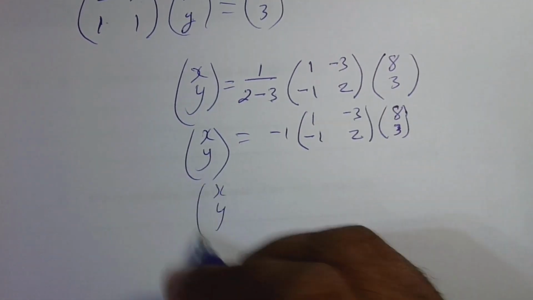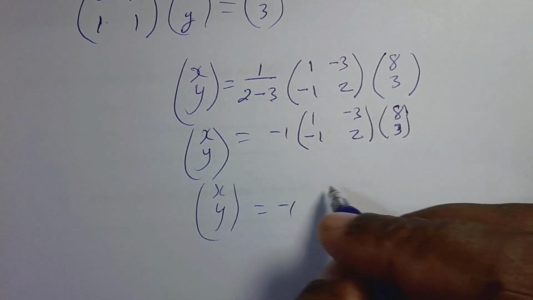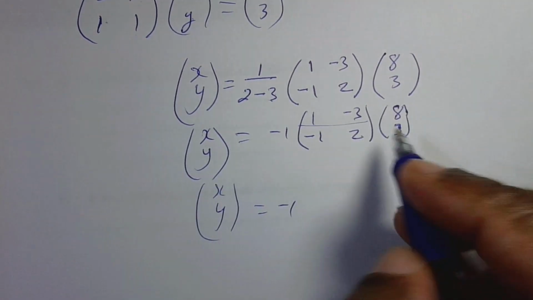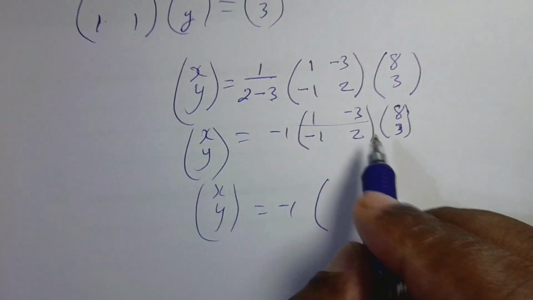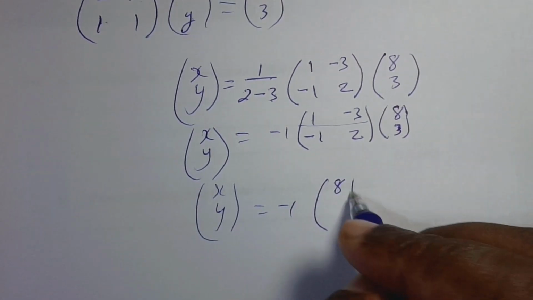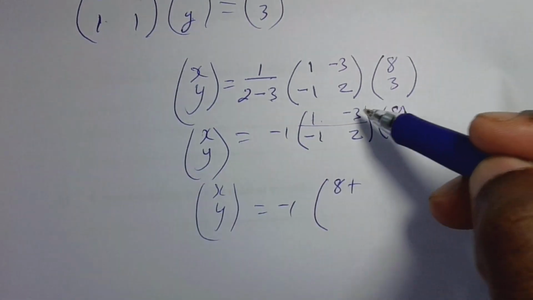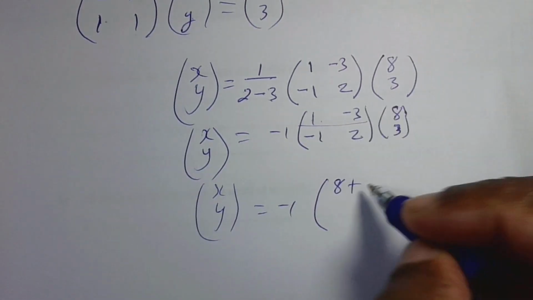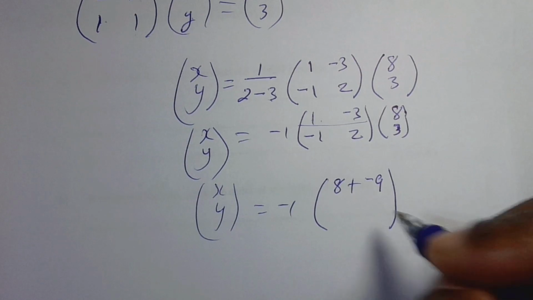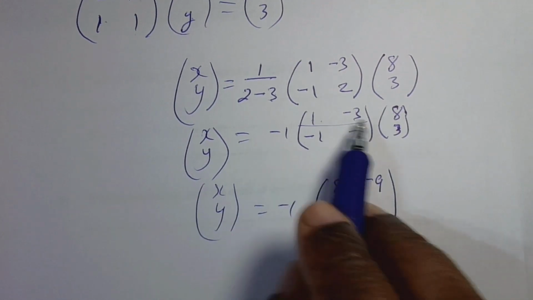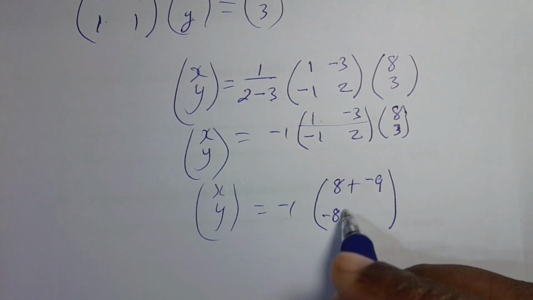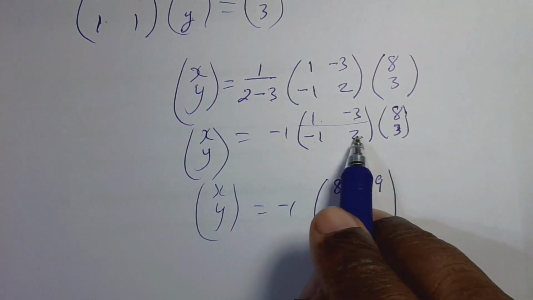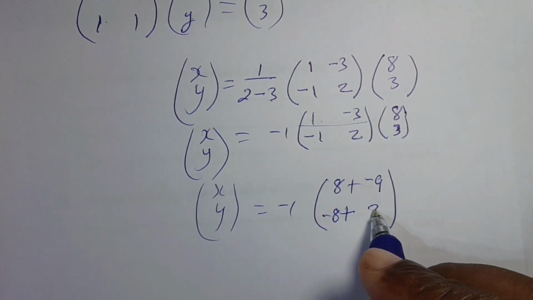Alright, so let's put back this, and let's multiply row by column. So 1 times 8, we're going to multiply row by column. So 1 times 8 is 8 plus, so it's first by first, added to second by second. Negative 3 times 3, that's negative 9. Then we're going to go down here, since we don't have any more columns, so we have to go to the next row. Negative 1 times 8, that's negative 8 plus, we always add. Then 2 times 3 will give us 6, right?